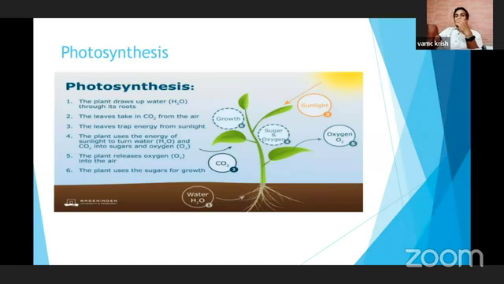Basically, plants make food from different sources. The plant draws up water through the roots. The leaves take in CO2 from the air, and the leaves also capture sunlight. Then this is converted into sugars and oxygen. Oxygen is released by the plant, and the sugars are used for growth.